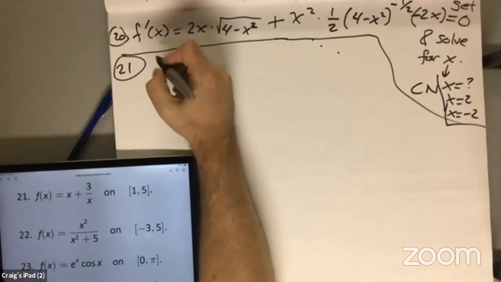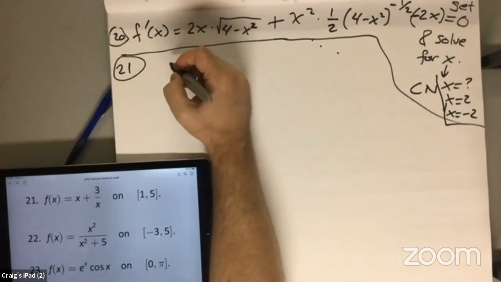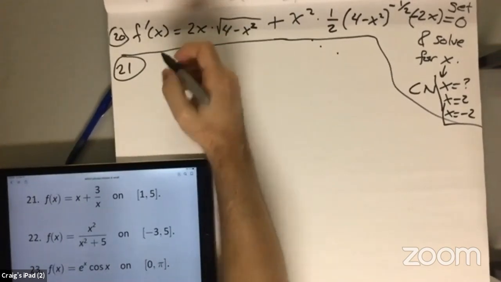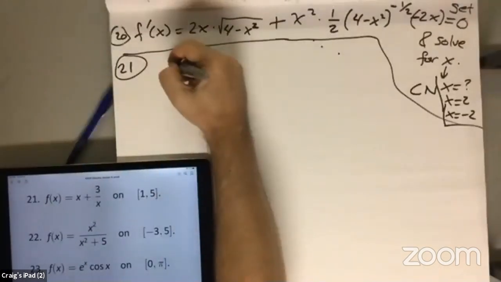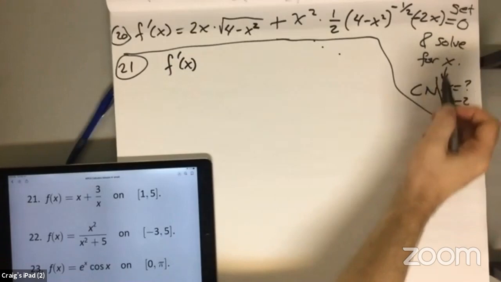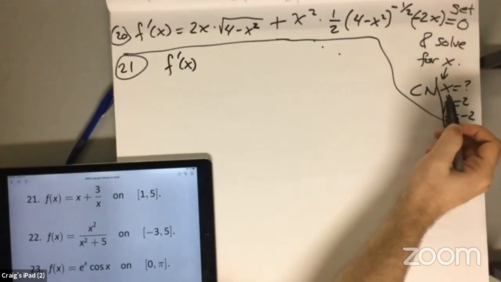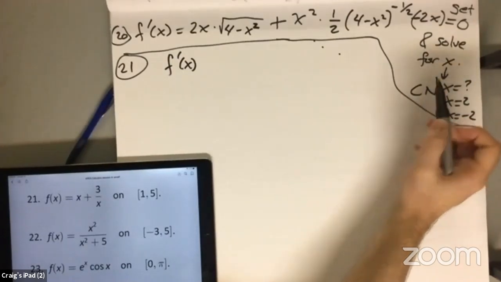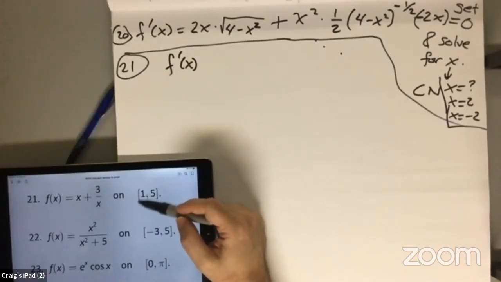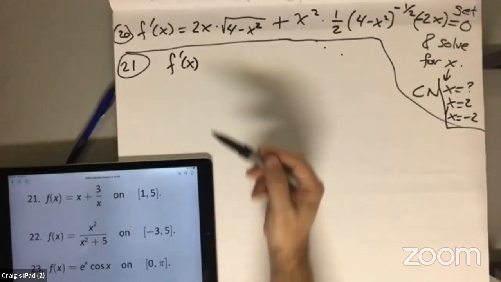21, I have f of x equals x plus 3 over x on the interval from 1 to 5. So again, we want to take the derivative of this thing. I'm going to then set it equal to 0 to find the critical numbers. And then the other critical numbers are the endpoints of the domain, any of the points where we can stick in x's at 1 to 5.